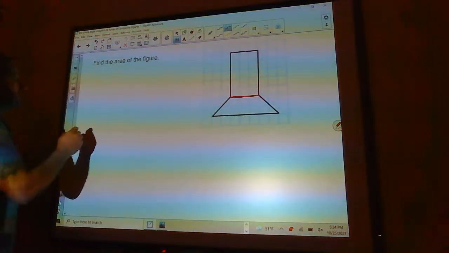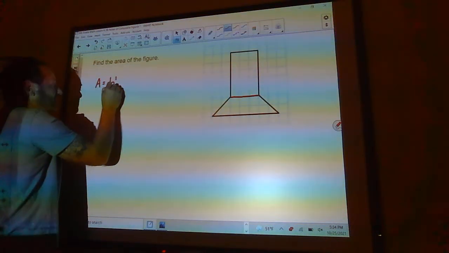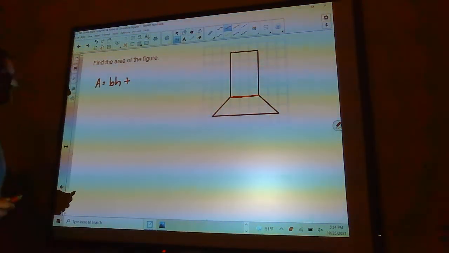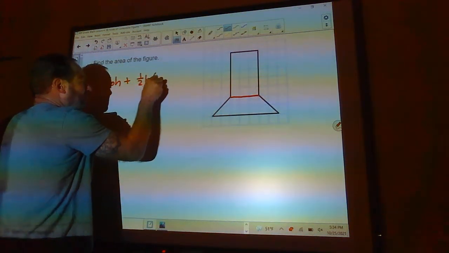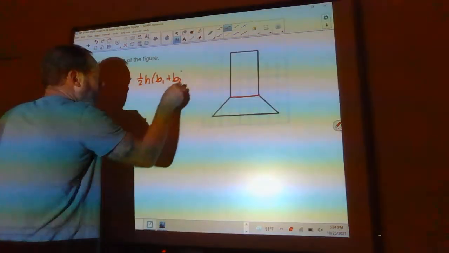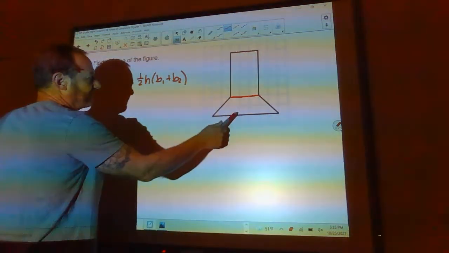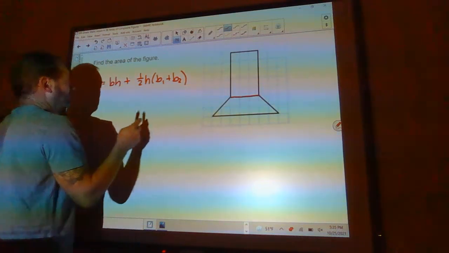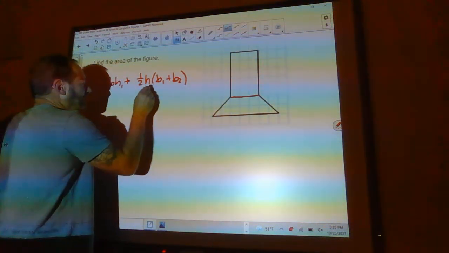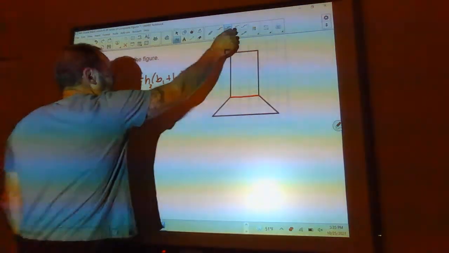Okay, so now the area is going to be the area of a rectangle, which is the base times the height, and then the area of a trapezoid, which is 1/2 the height times base 1 plus base 2. Okay, so I have to find those two things together. Now, I have to be careful because the height of this trapezoid is this, and the height of the rectangle is this. Those are two different things. So I'm going to call this H1, call that H2. And now I can just go ahead and substitute those things in.